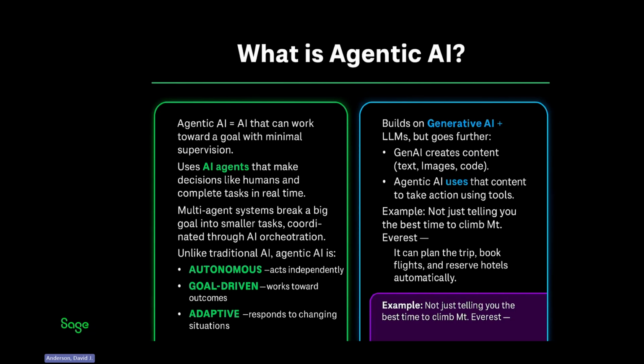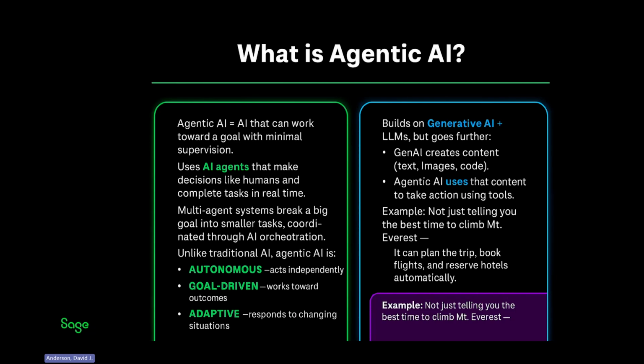Now, agentic AI takes that further. It takes that intelligence and applies it towards an actual goal with minimal supervision. So it uses AI agents, let's say digital workers, right? I'll use them as digital workers. And that way they can make decisions. They can take a large objective and break it into smaller tasks. They can coordinate across your systems and they execute it all in real time. So I want you to think of it as orchestration, not just generation.